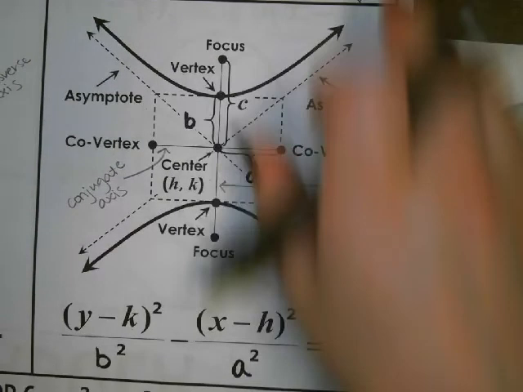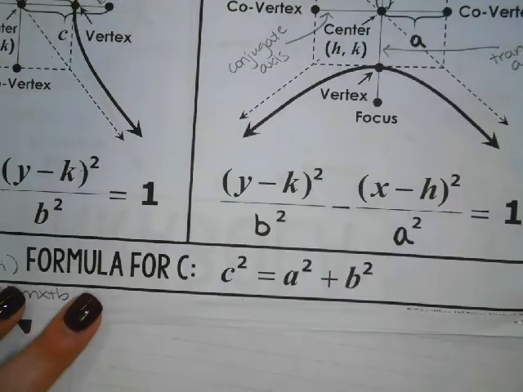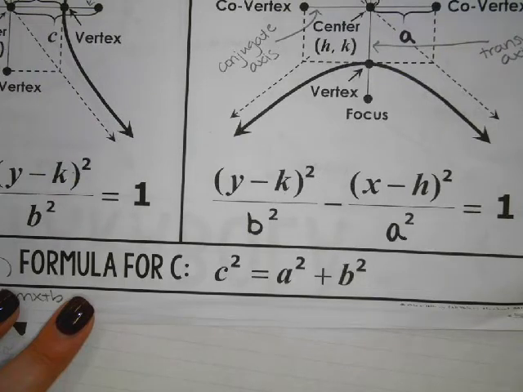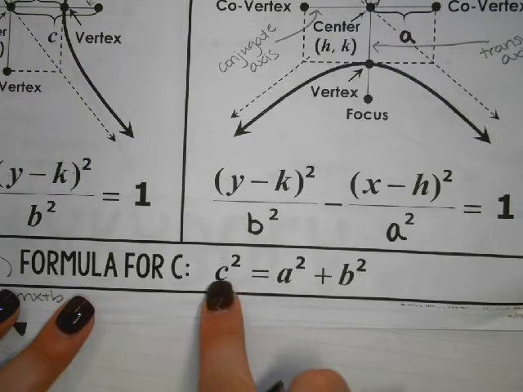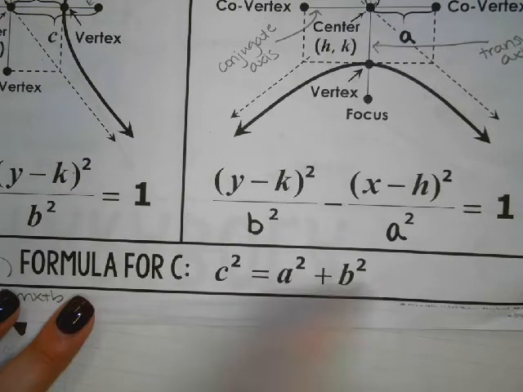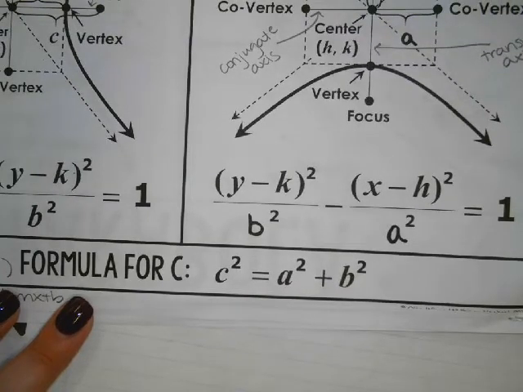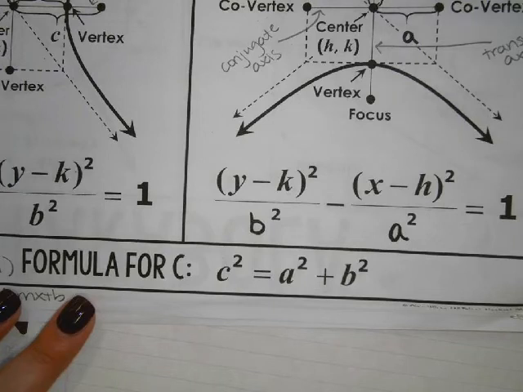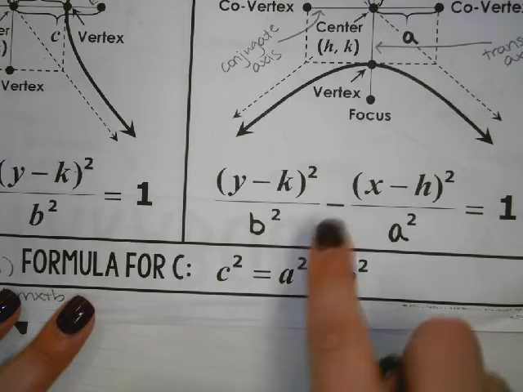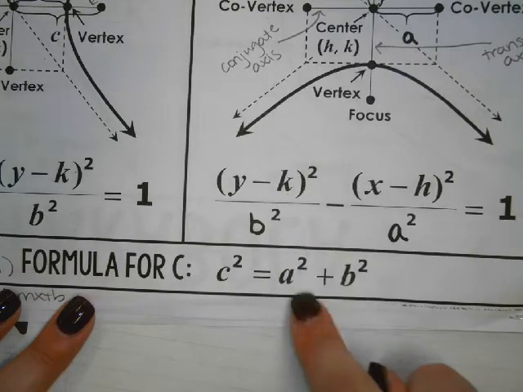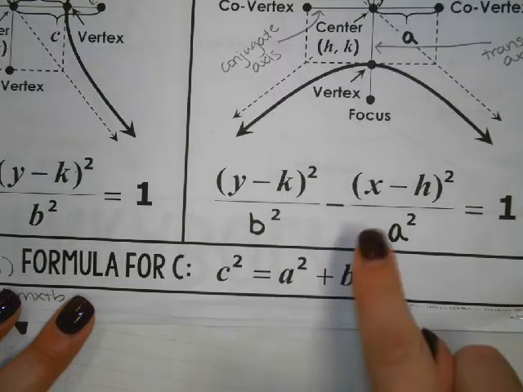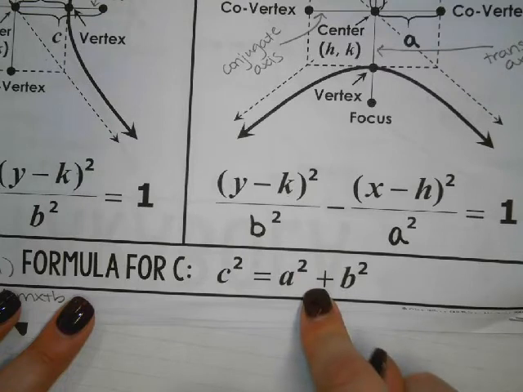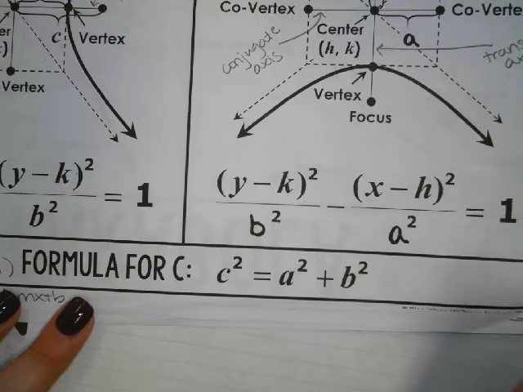And then down here, you'll notice that you're still going to find C to look for your focus, or foci, I guess, because there's two of them. And the difference here is that you have a squared plus b squared instead of a squared minus b squared. So if you had to memorize this, which you don't, but if you had to, you would say that since an ellipse has a plus in the equation, the formula for C has a minus. Since the hyperbola has a minus in the equation, the formula for C has a plus. So you'll just notice that those signs are opposite.